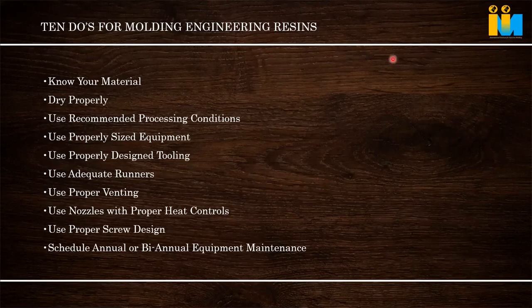Okay, then use proper size equipment. For injection, I know 70 to 80% of the machine capacity has to be utilized. Those things have to be done. Then proper size of machine and hopper dryer.